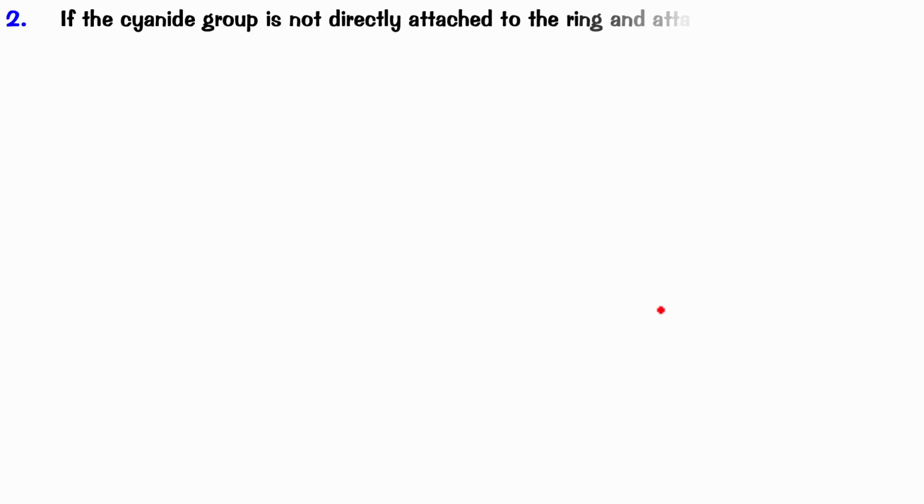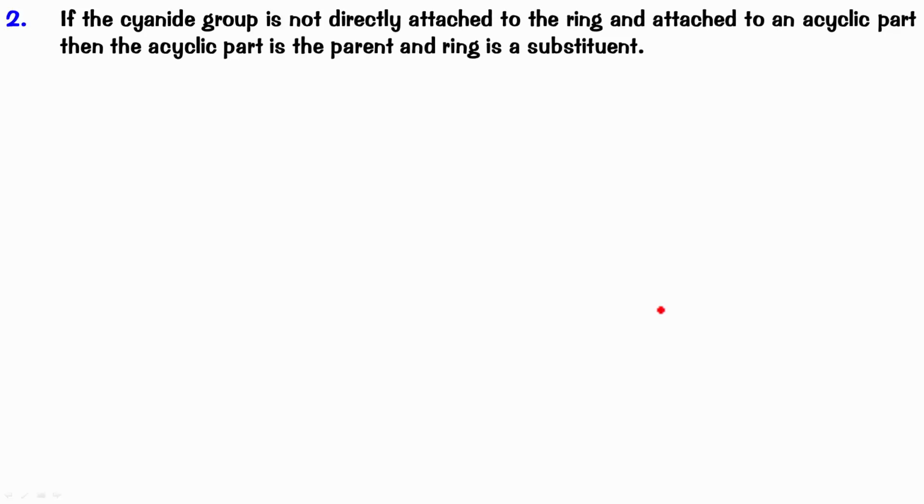What if there is a cyanide group attached to an acyclic part, and the acyclic part is attached to the ring? In such an event, the acyclic part becomes the parent and the ring becomes the substituent. If the cyanide group is not directly attached to the ring and is attached to an acyclic part, then the acyclic part is the parent and the ring is a substituent. Let's do an example.